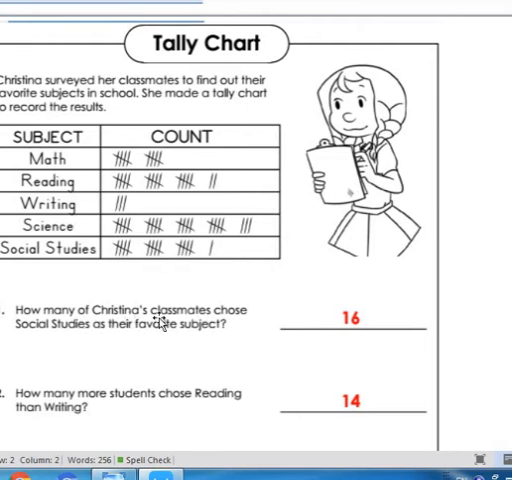How many of Christina's classmates chose social studies as their favorite subject? Okay, social studies, I will count, and I counted them already. It's 16. So this is the tally chart. How to count the tally chart? It's very easy. Just count the package, which is 5. Okay, don't forget this.